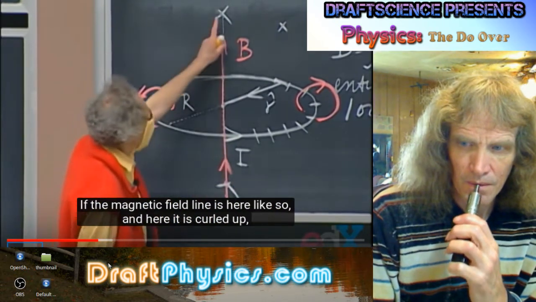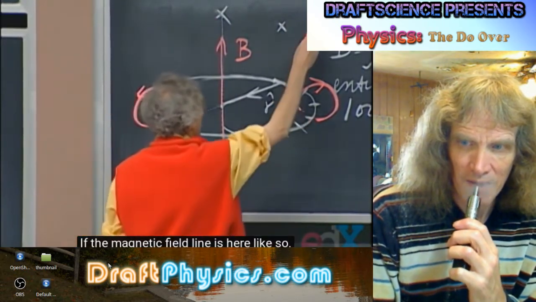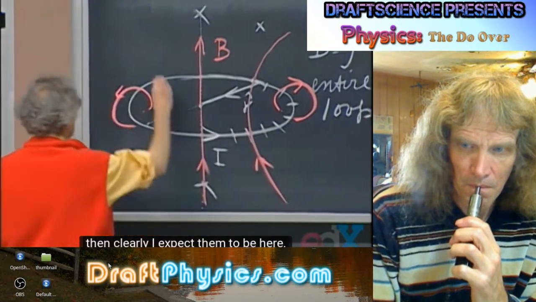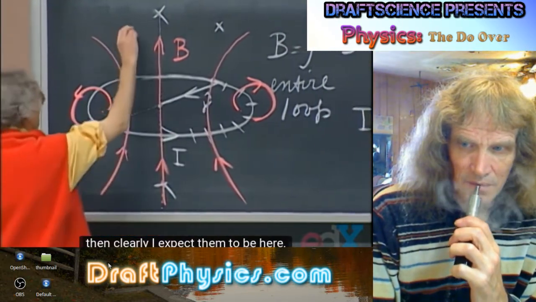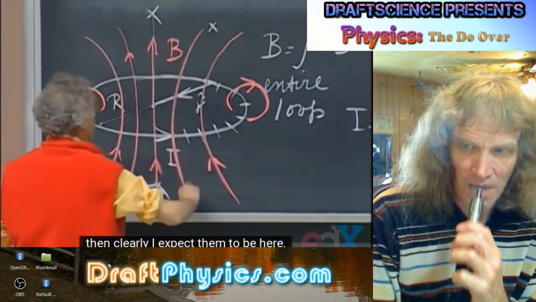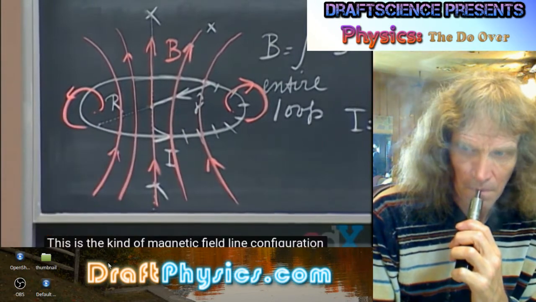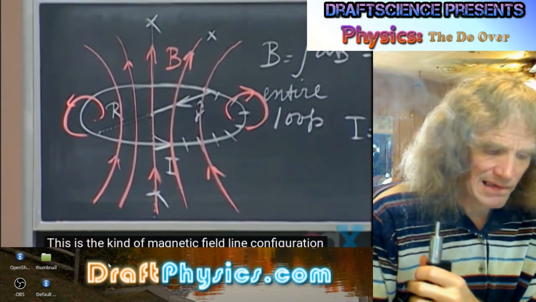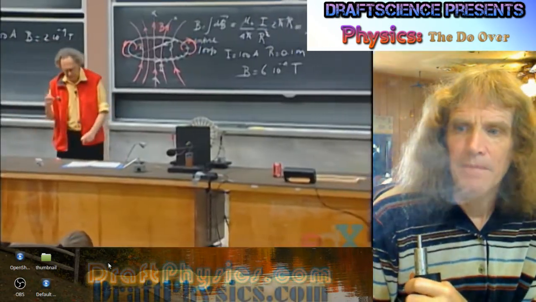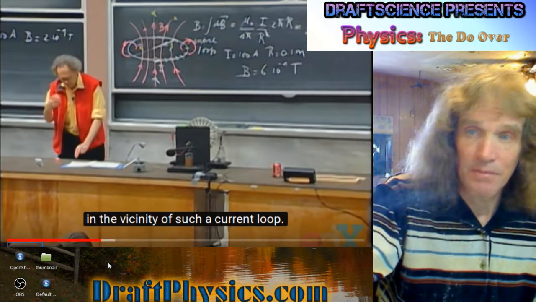If the magnetic field line is here like so, and here it is curled up, then clearly I expect them to be here, sort of like so, and like so, and like so. This is the kind of magnetic field line configuration that I would expect then in the vicinity of dissimilar charges.